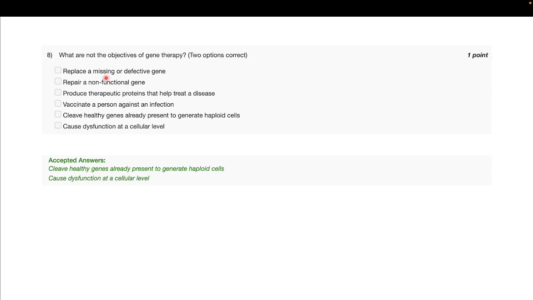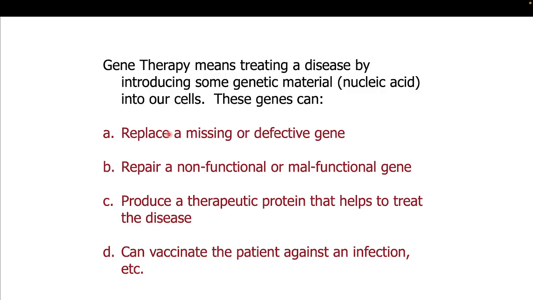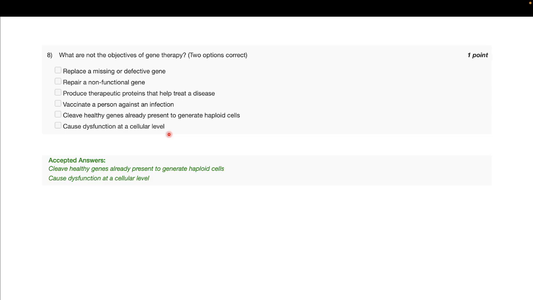The only two options that are not objectives of gene therapy are to cleave healthy genes already present to generate haploid cells. No, we don't want to do that. And cause dysfunction at a cellular level. Definitely don't want to do that. So these two are not the objectives of gene therapy. I hope this is clear. We have been talking about gene therapy a lot. It is also in this slide. You can go over the presentation later as well. I'll be sharing it with you. As far as this question is concerned, I think it's pretty straightforward, so I'll move on to the next question.